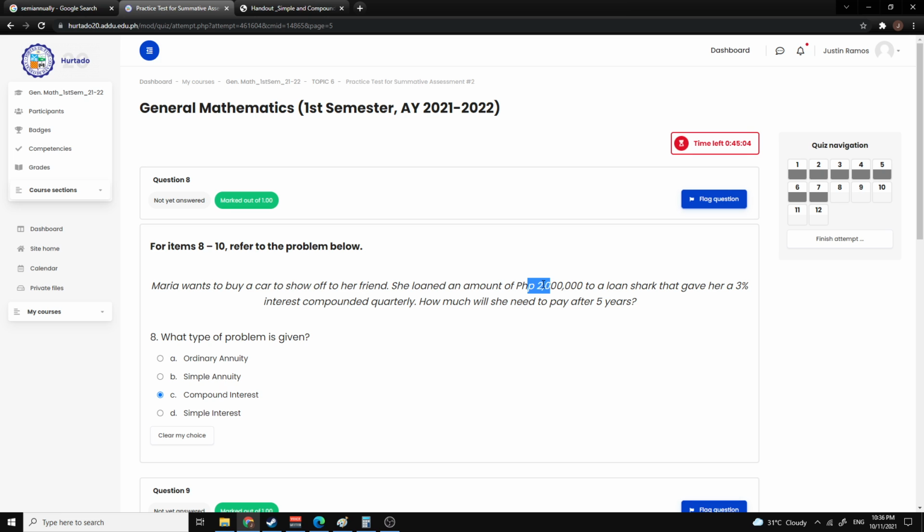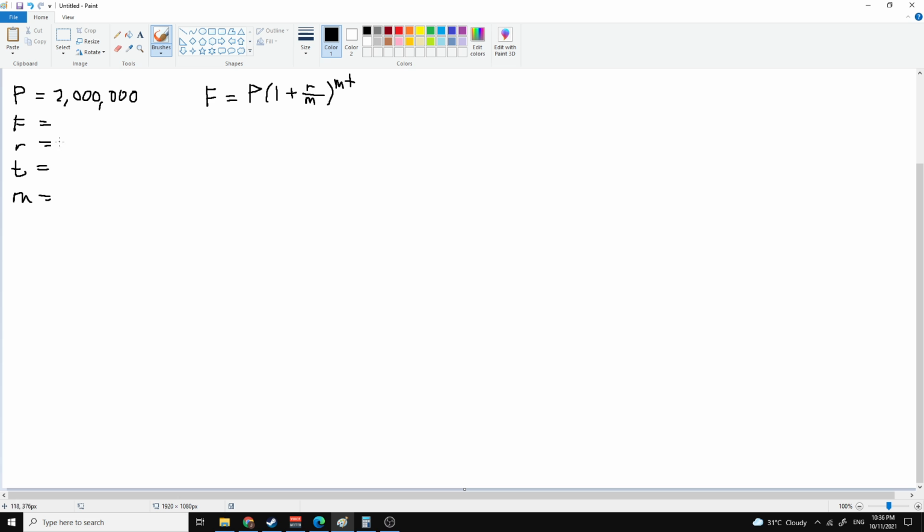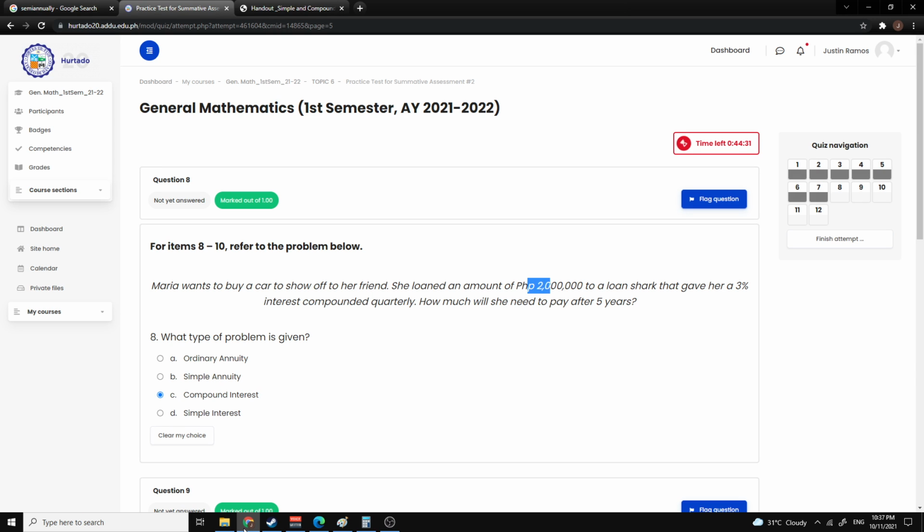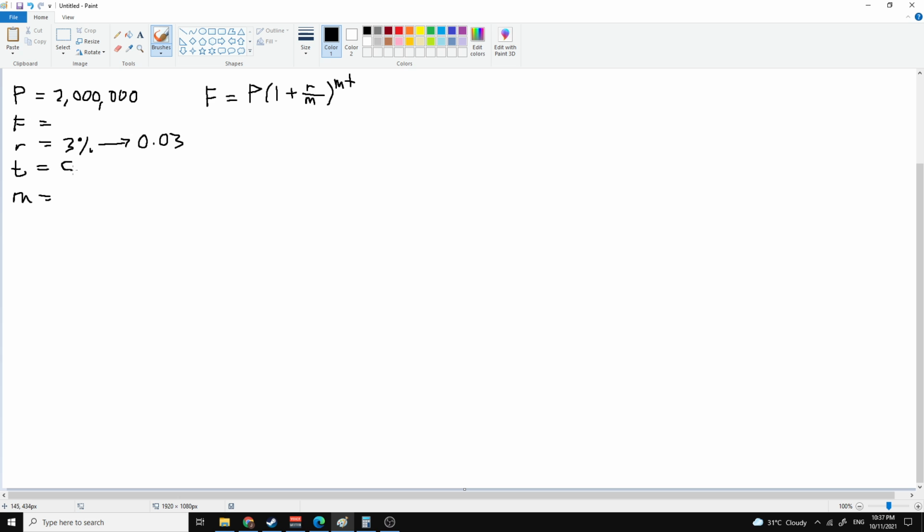Okay, so in that case, you're going to have to split this entire thing in half, but that's not what's happening in this problem. So we're just going to focus on what this problem is focusing on. So 2 million, that is our principal. Okay, loan shark that gave her a 3% interest. So 3% interest rate. So our rate is 3%, and then we convert that, because we move the 2 decimal places out, so it's going to be 0.03 in decimal form. So now the time, how much will she need to pay back after 5 years? So that's our time, 5 years.